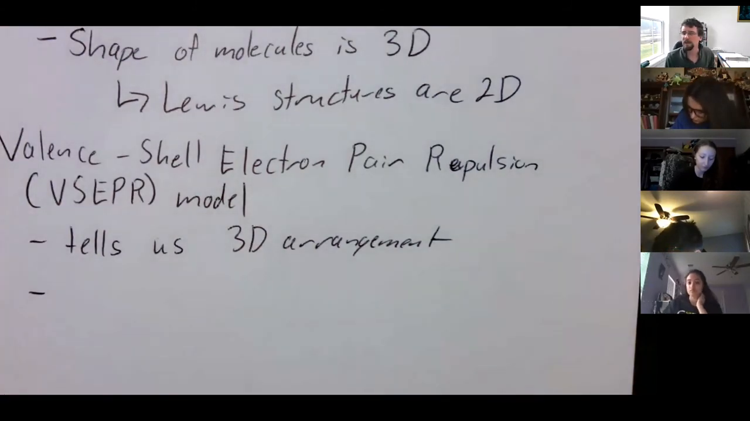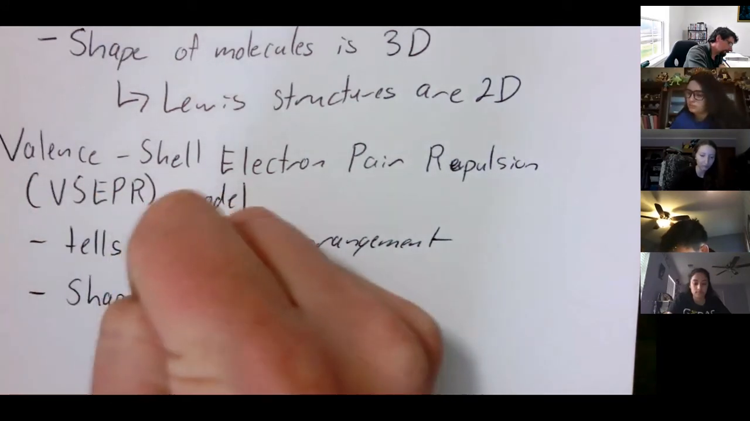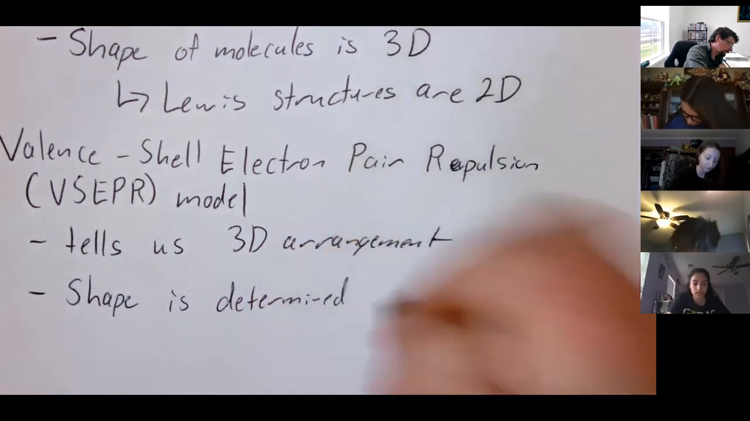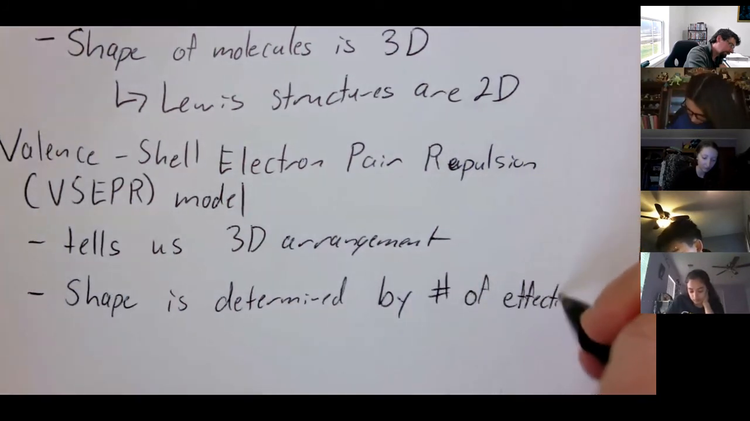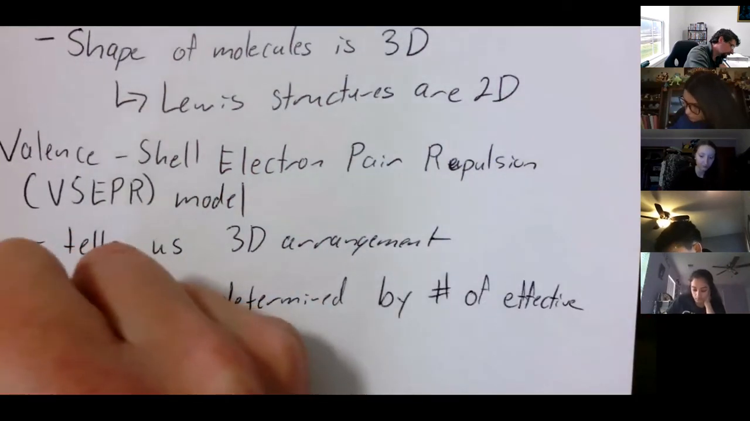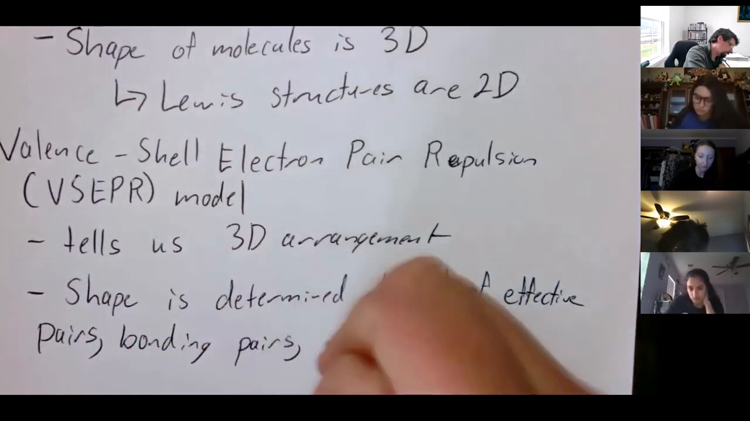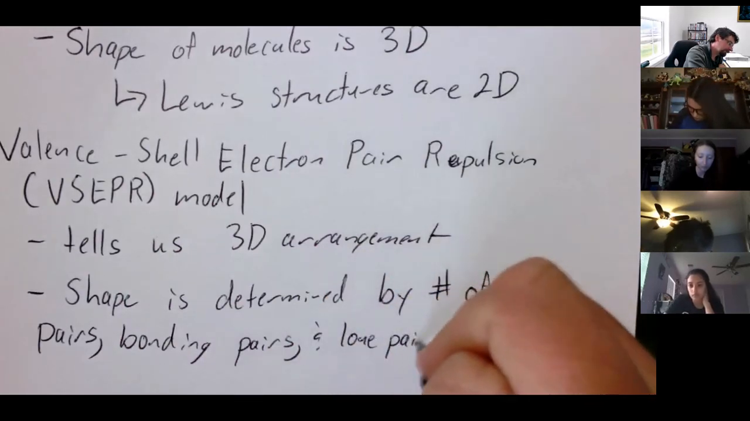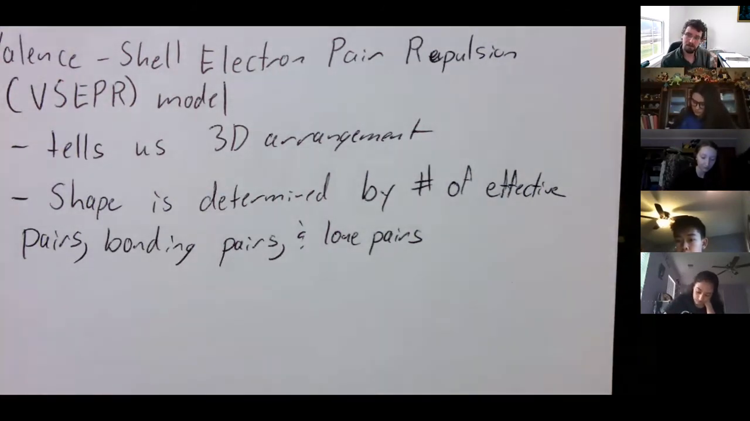And how do we figure these things out? Well, you first have to determine the number of effective bonds. So shape is determined by the number of effective pairs: bonding pairs and lone pairs. And can somebody tell me what I mean by lone pairs again? Unbonded electrons. Yeah, non-bonding electrons. These are ones that are not involved in bonds. So I use these synonymously, as you can tell.